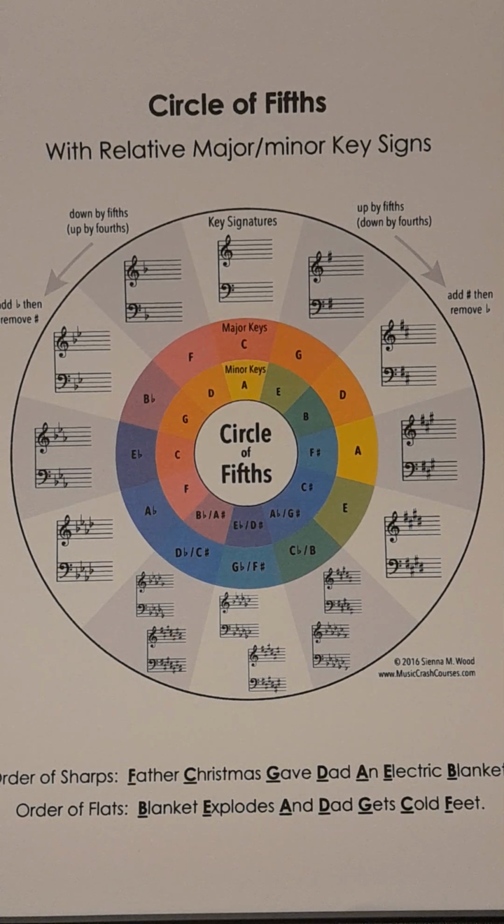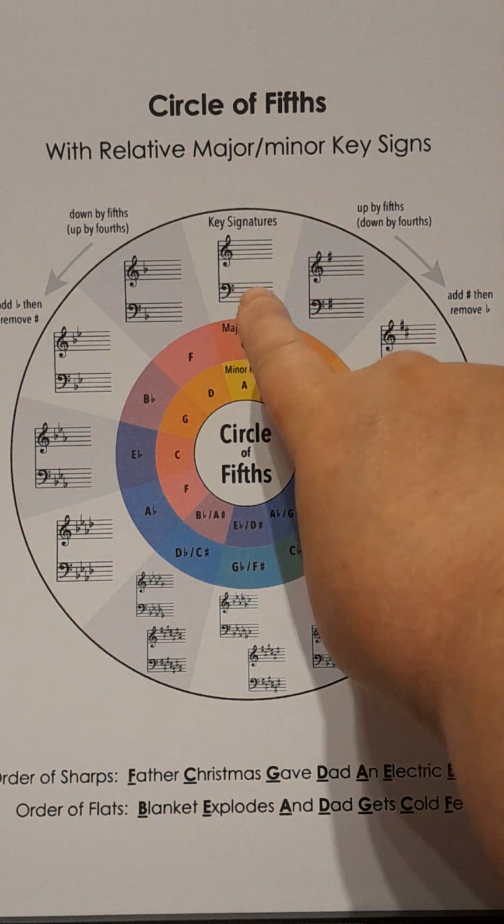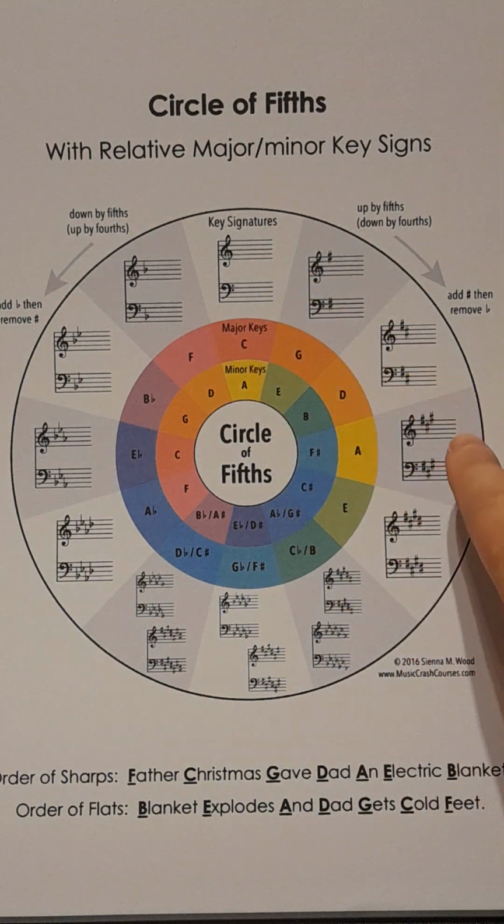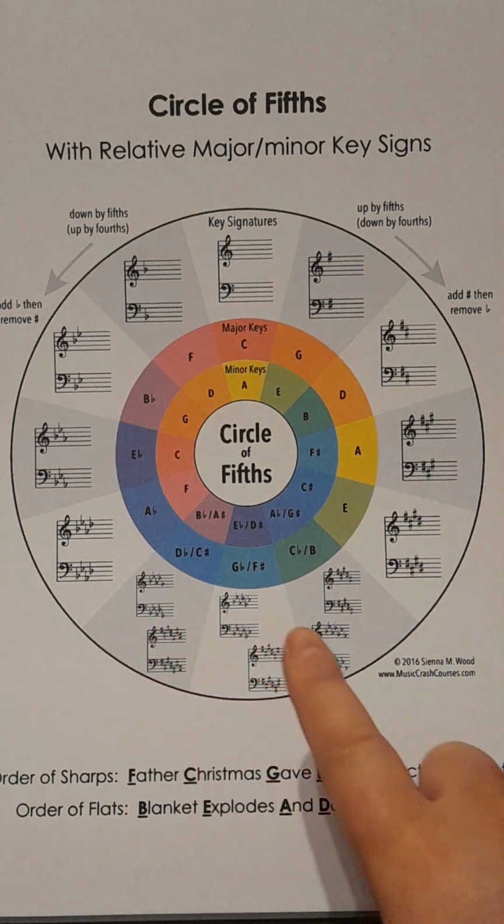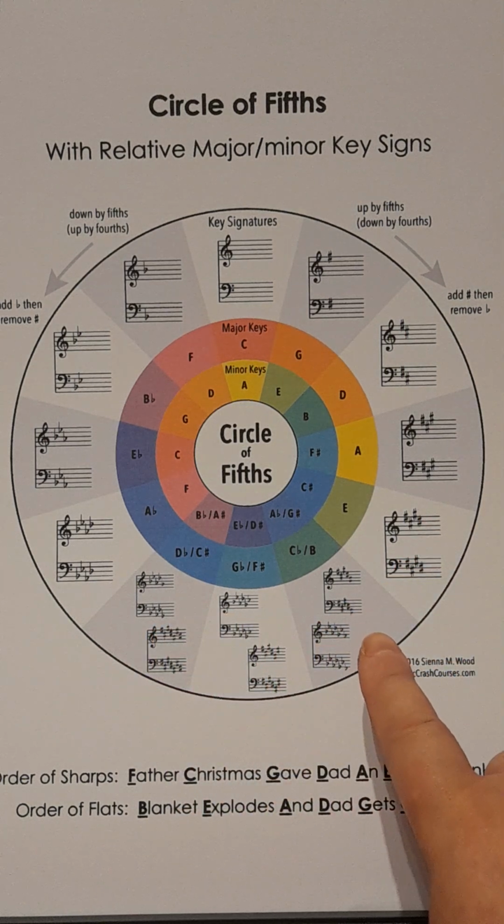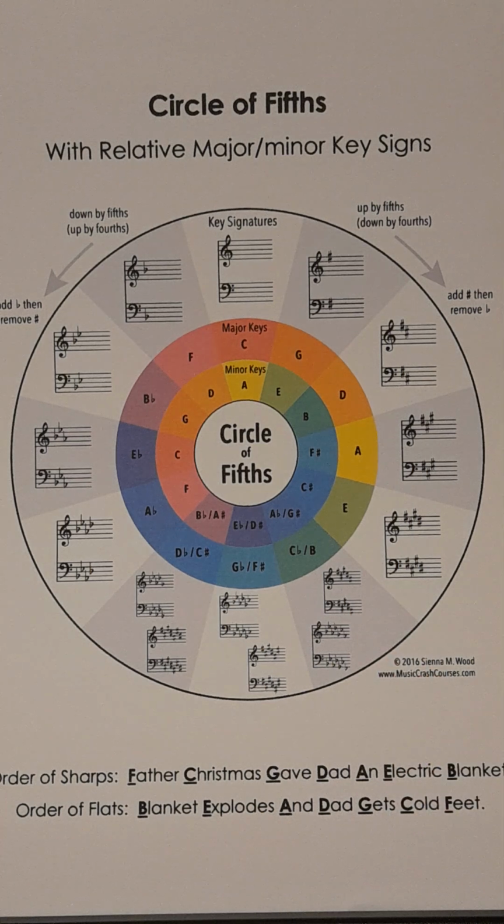In the last video, I played all the major scales that have sharps. I started with C major and I worked my way around the circle of fifths one at a time, adding a sharp each time. Now we're going to start with 7 flats. 7 flats is the scale of C flat major.